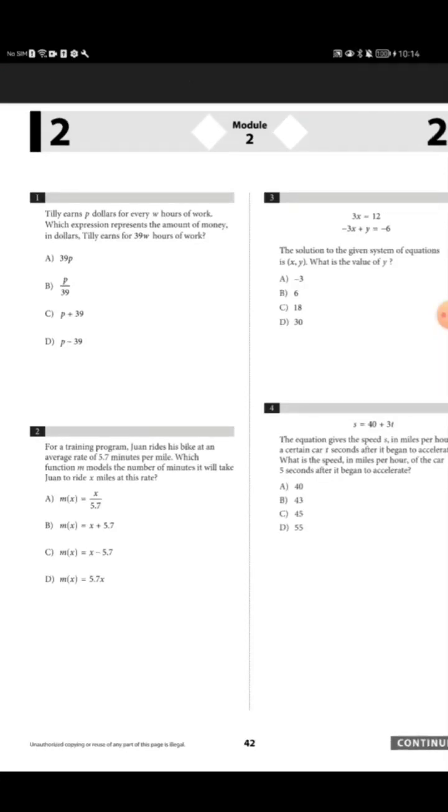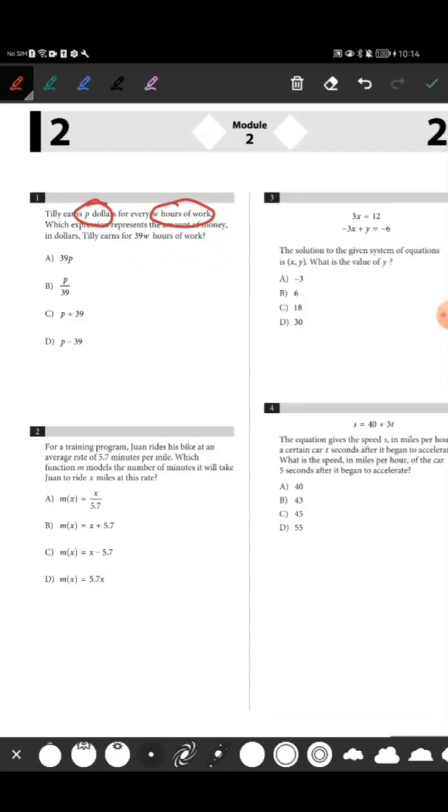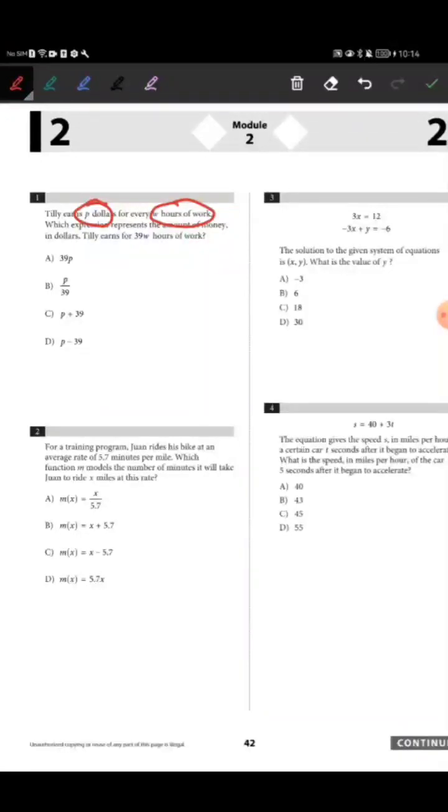So here it says that he earns P dollars for every W hours of work. So how many P dollars would he earn for 39W? So for 39W, he would earn 39 P dollars.